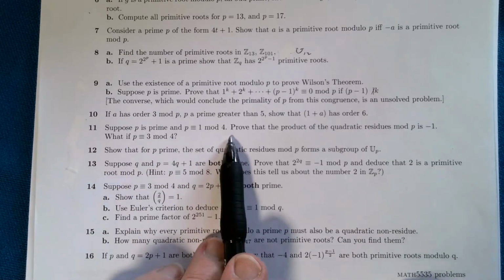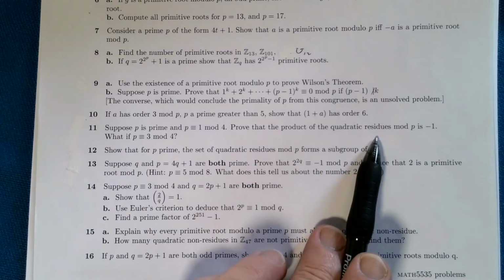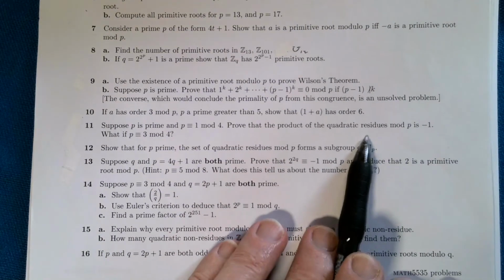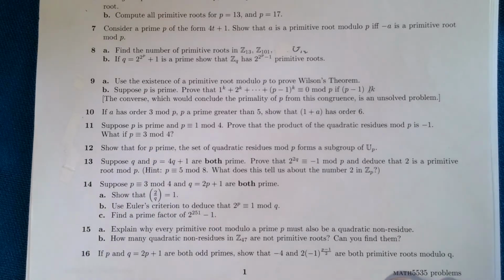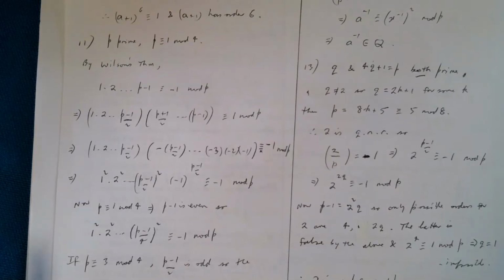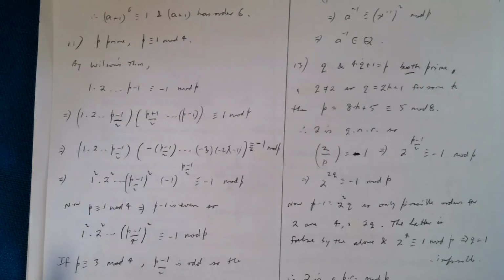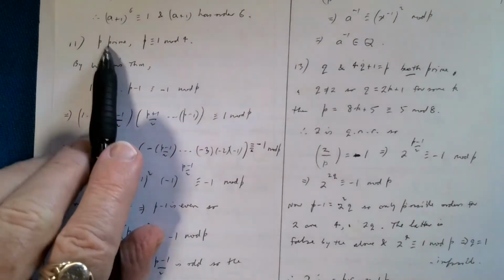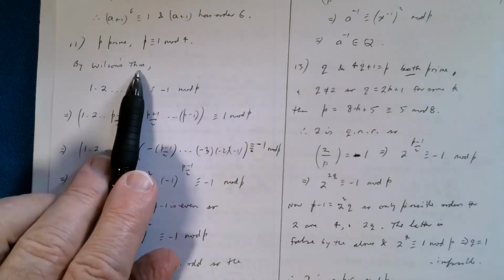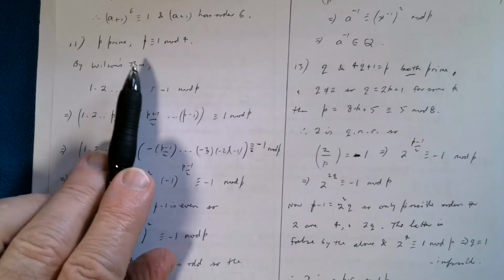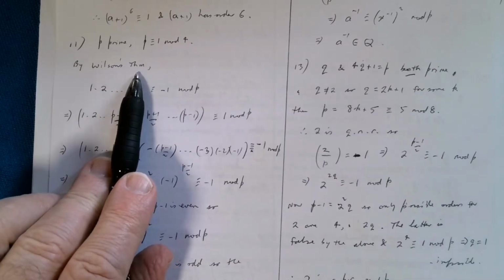Suppose p is a prime and p is 1 mod 4. We want to prove the product of the quadratic residues mod p is minus 1. And then we ask, what happens if p is 3 mod 4? Here is the solution. We want the product of the squares. We start with a prime p which is 1 mod 4, and we're going to use Wilson's theorem, which we proved several times, including in the earlier problems.